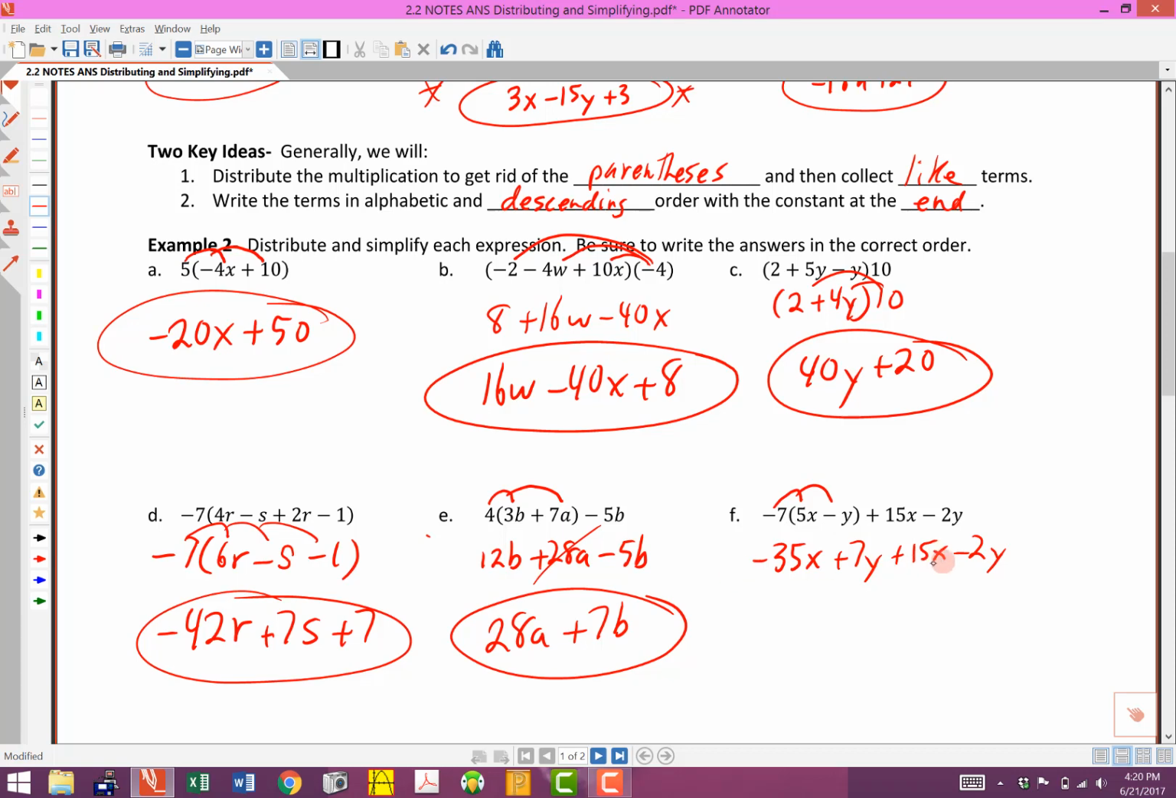The x's are going to come first, so let's see, negative 35x plus 15x. Different signs, so we're going to find the difference. The difference between 35 and 15 is 20. The bigger one's negative, so that's going to be negative 20x. Again, lightly cross that off so we know we're done with them. And then we've got 7y minus 2y. 7y's minus 2y's would leave us with 5y's, and that would be positive.